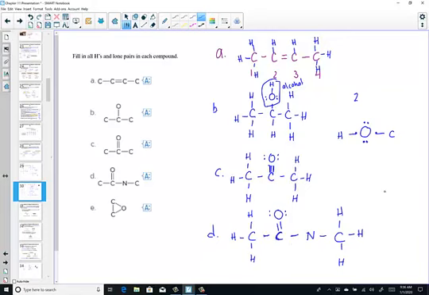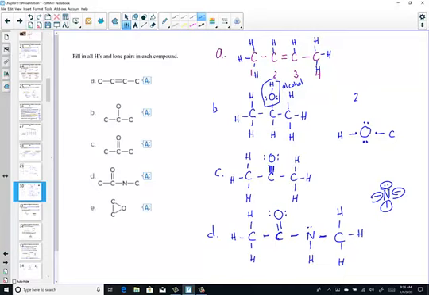What about the nitrogen? Remember, nitrogen lives in group 5A, and so that said it needed 3 bonds and 1 set of lone electrons. So right now it has 2 bonds, it requires a lone pair, and to complete its octet, it's going to need a hydrogen to satisfy 3 bonds and 1 lone pair.